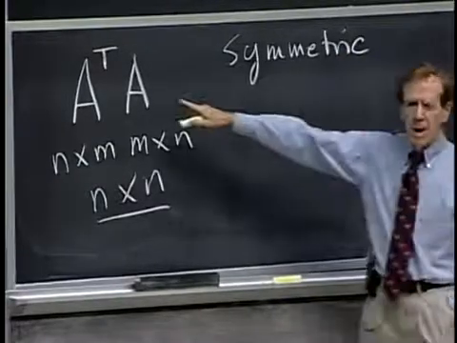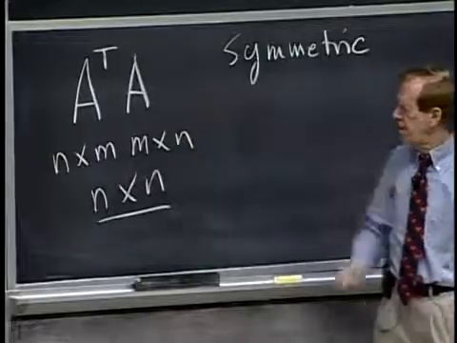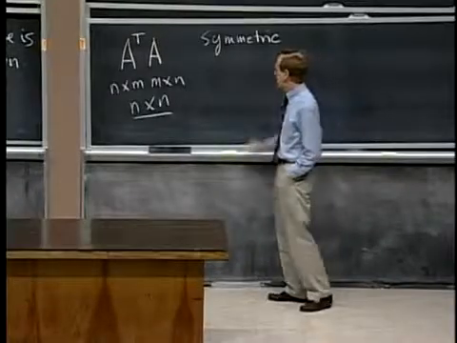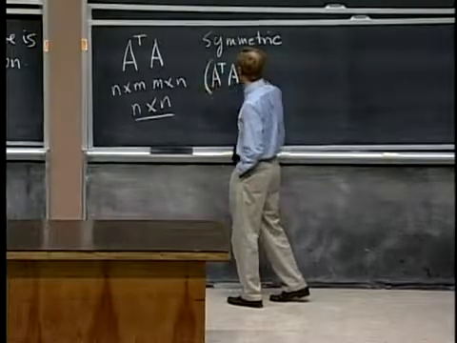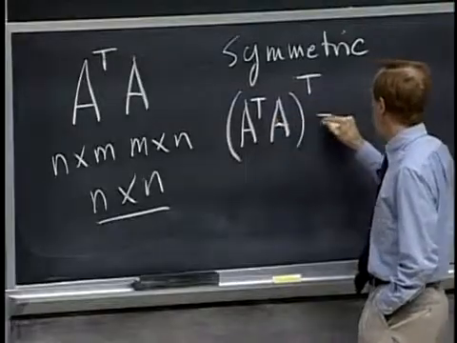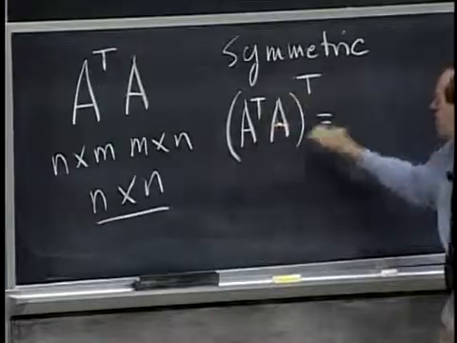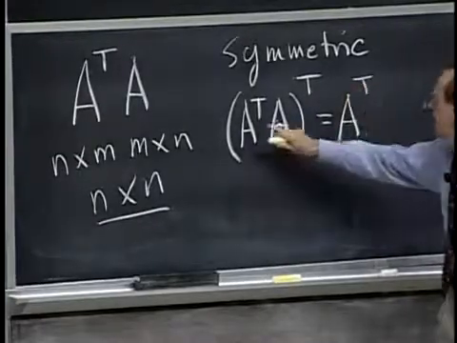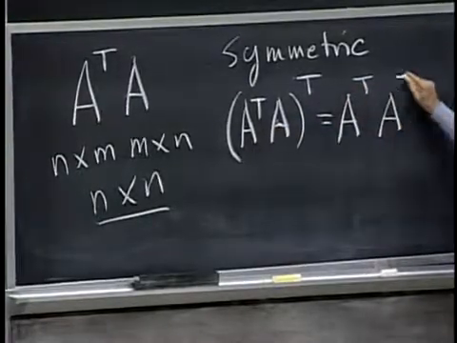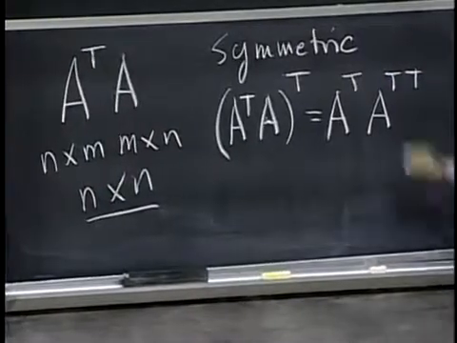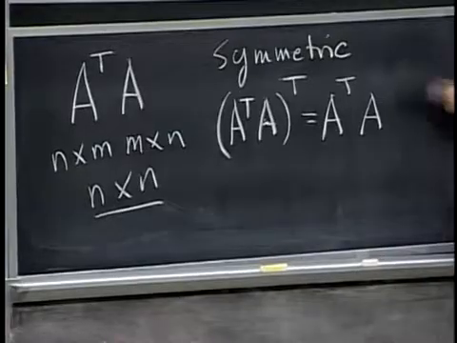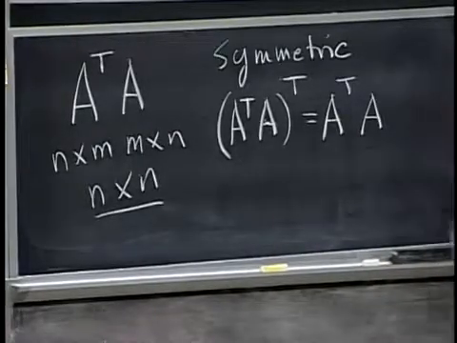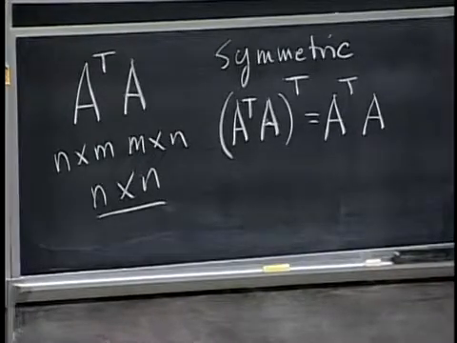Because you remember how to do that. If we transpose that matrix, A transpose A, if I transpose it, then that comes first, transposed. This comes second, transposed. And then transposing twice brings it back to the same, so it's symmetric. Good.